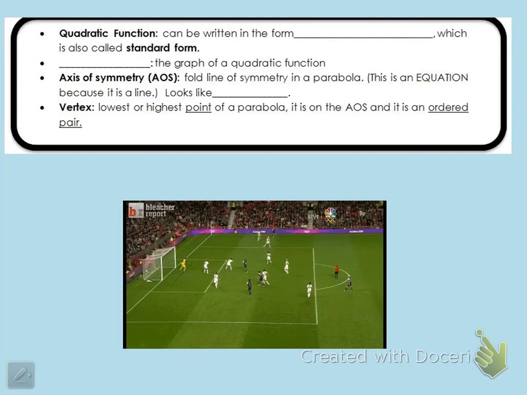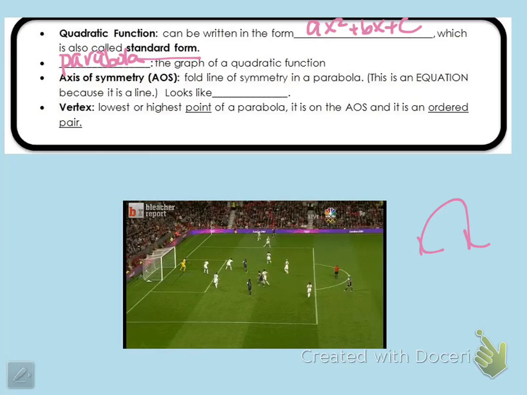So we got quite a few there. A quadratic function can be written in the form ax squared plus bx plus c, which is also called standard form, so we learned that last time. A parabola is the graph of the quadratic function. So it's going to be that U shape.